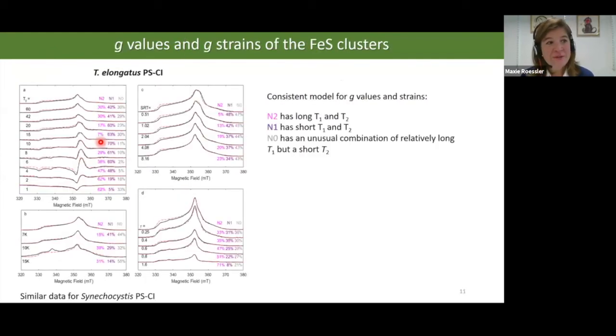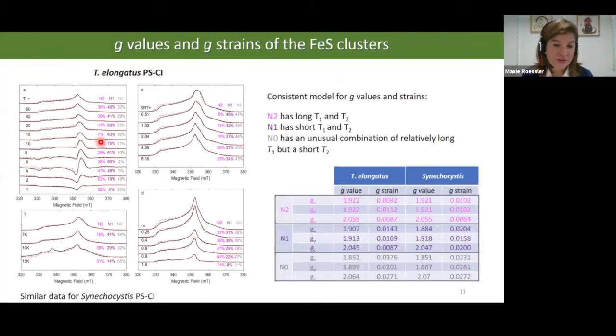So this is quite a busy slide, but it's really just to show you that we were able to fit all the data quite nicely for these relaxation studies, and therefore we could come up with, I think, a trustworthy set of magnetic parameters for both sets of cyanobacterial species. I've just shown you the data here for T. elongatus, but we've got the equivalent for Synechocystis in the paper as well. And really the take-home message from this is not only, of course, that we could get the magnetic parameters, which is important for the next step, but also that N0, the broad one, has a very unusual combination of a relatively long T1 and a short T2, which might already be giving us some clues as to what its position is in the structure. But of course, we can't be certain at this point.